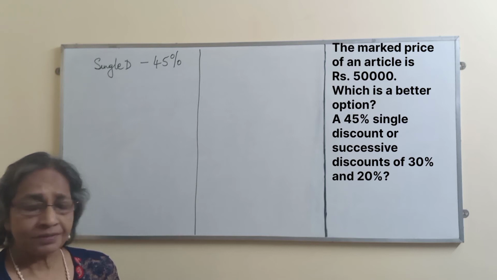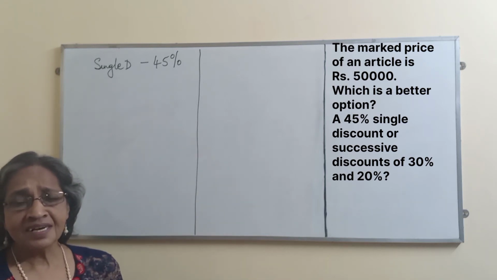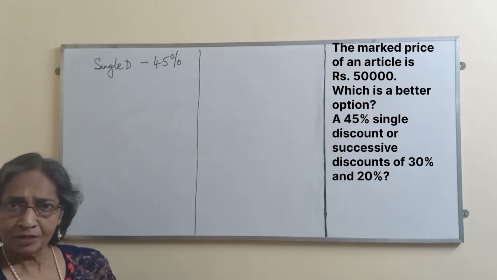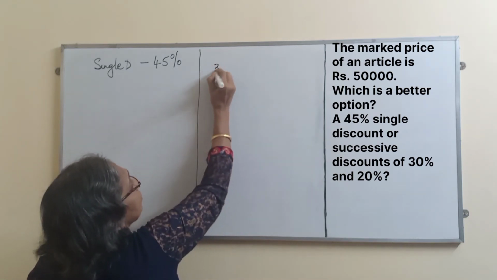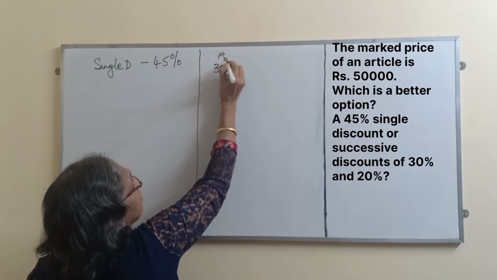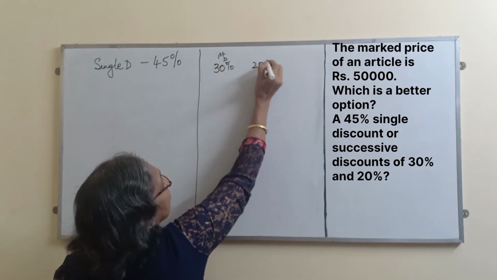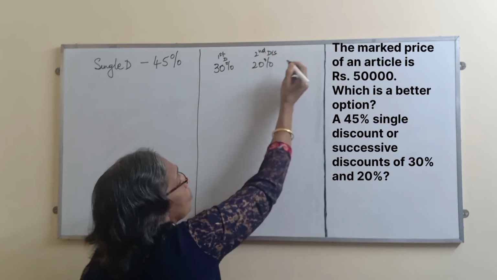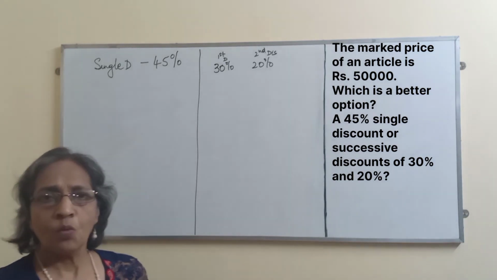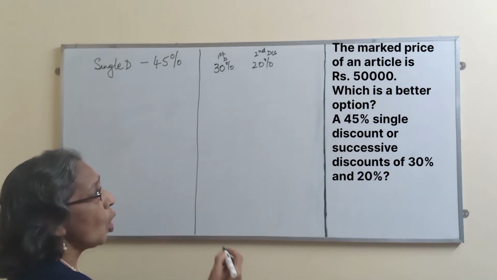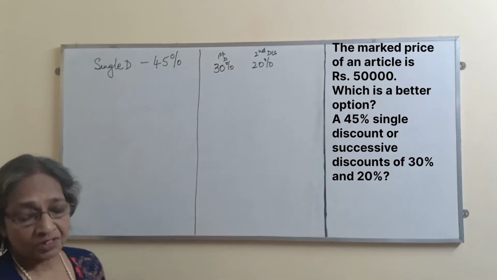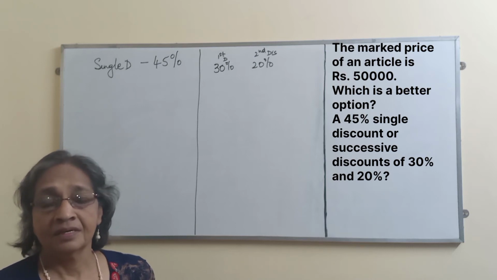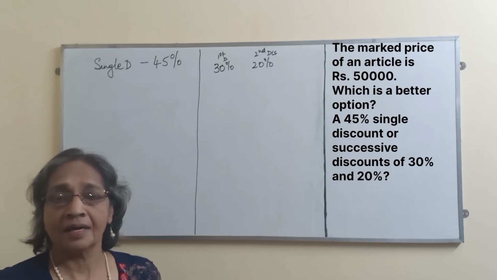Then he gives you an option, which is here. He says, I will first give you a discount of 30% and then a 20%. So this is the first discount. And this is the second discount. Now, when you have two discounts given, one after the other, they are called successive discounts. Successive means one after the other. Get it? Ek ke baad ek.